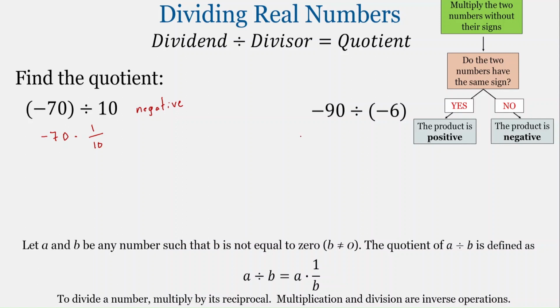On the second one, I have negative 90 times negative 1 over 6. Negative times a negative. Signs are the same, so this will be positive. Let's continue with these. So negative 70 times 1, well, that's negative 70 over 10. And then we could rewrite this as negative 7 times 10. I'm factoring these out. The 10s will cancel, leaving us with negative 7.